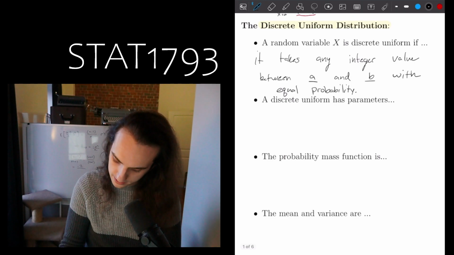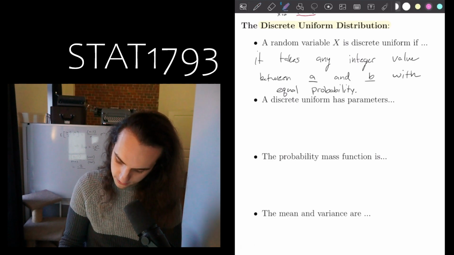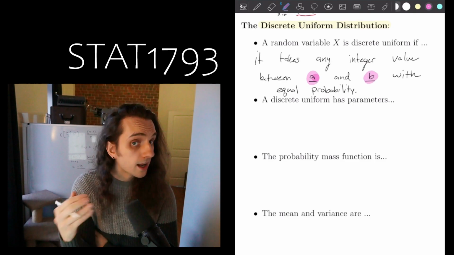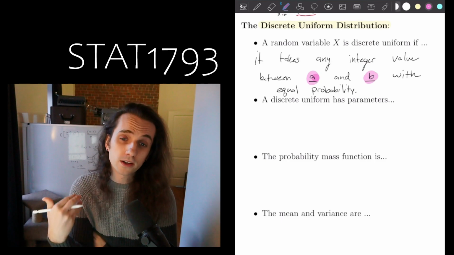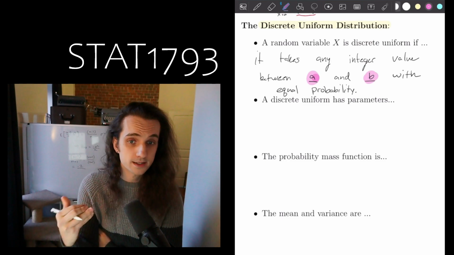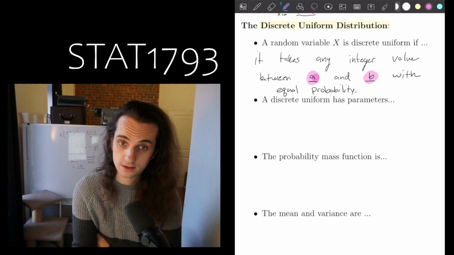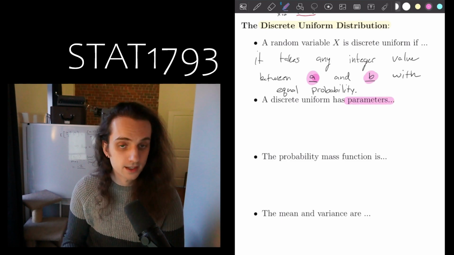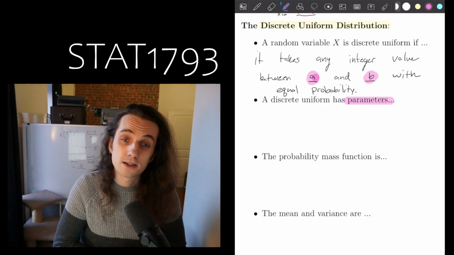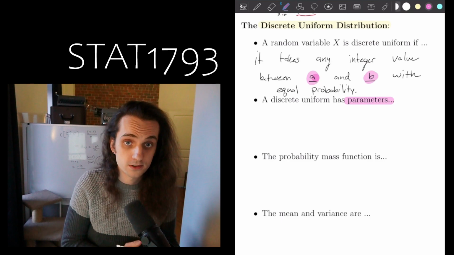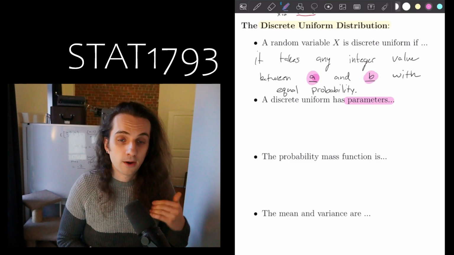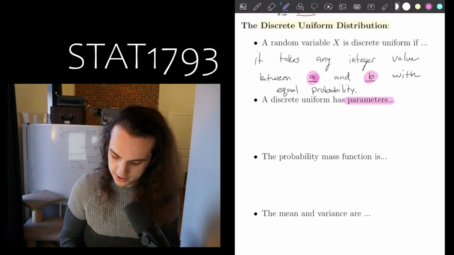And in particular, the thing to note here is that this discrete uniform distribution is controlled by A and B, right? And so if you're rolling a 6-sided die, A is 1, B is 6. If you're rolling a 20-sided die, A is going to be 1 still, B is going to be 20, right? And so A and B here are what we are going to call the parameters of the distribution. The idea is that there's going to be an infinite number of possible discrete uniforms, right? Any sequence of integers is going to form one. However, each of them are going to behave in a similar way.